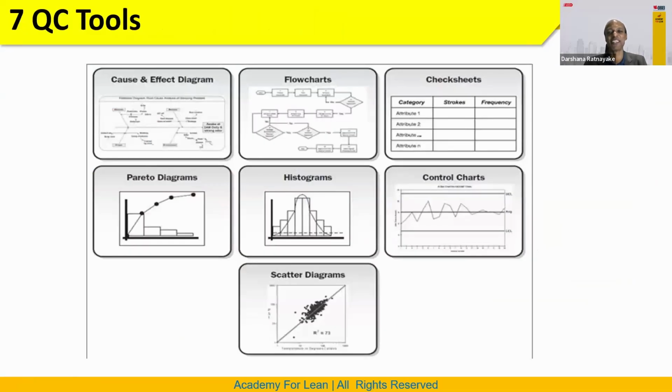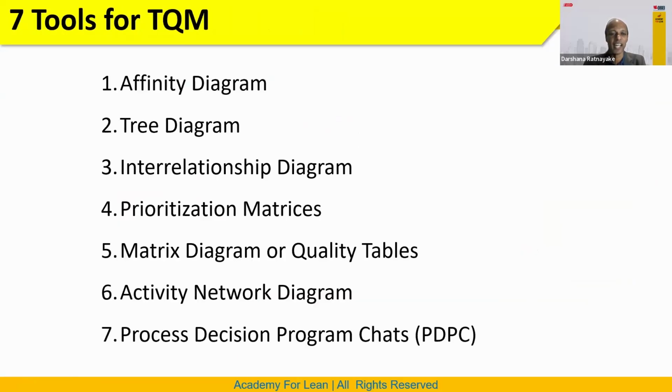You can remember the 7 quality tools: cause and effect, flow chart, check sheets, Pareto, histogram, control charts, and scatter diagram. These are the 7 quality tools, right? Just to refresh your mind. And these are the 7 TQM tools we are going to learn today, right? So all these 7 are on your handout. No need to write it down. We'll go one by one. Once we go one by one, let's learn together.